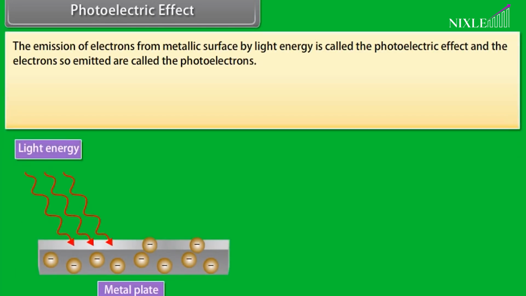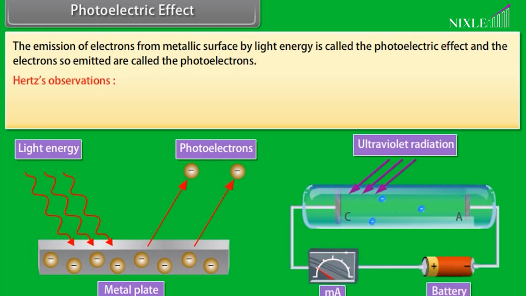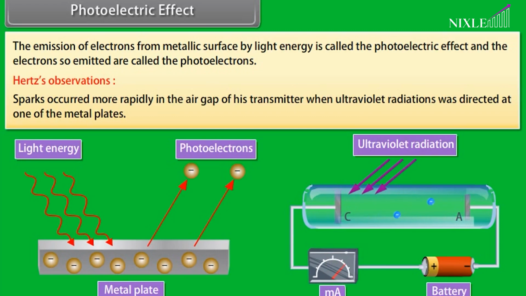Photoelectric effect. The emission of electrons from a metallic surface by light energy is called the photoelectric effect, and the electrons so emitted are called the photoelectrons. Hertz's observations. While performing an experiment for production of electromagnetic waves by means of spark discharge, Hertz observed that sparks occurred more rapidly in the air gap of his transmitter when ultraviolet radiation was directed at one of the metal plates. Hertz could not explain these observations, but other scientists did. They said that the cause was the emission of electrons from the metal plate due to incidence of high-frequency light.